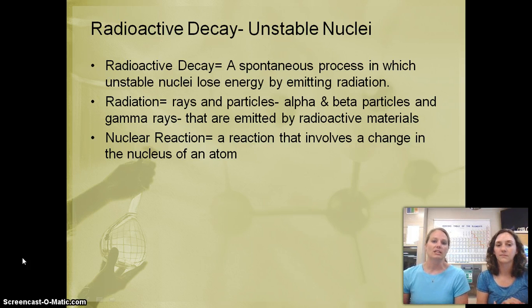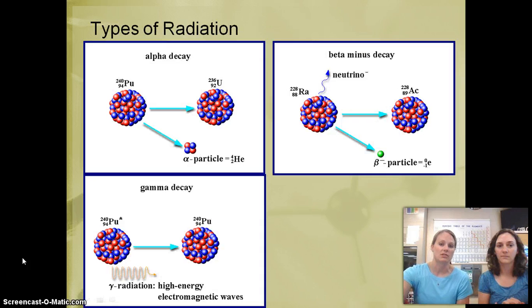We got radioactive decay, which is a spontaneous process in which unstable nuclei lose energy by emitting radiation. You've got radiation, so what is it that we just talked about above? It's rays and particles, which we have alpha and beta particles, and gamma rays that are emitted by radioactive materials. And then you've got your nuclear reaction, a reaction that involves the change in the nucleus of the atom. So we've got these definitions. Let's see how we can actually use them.